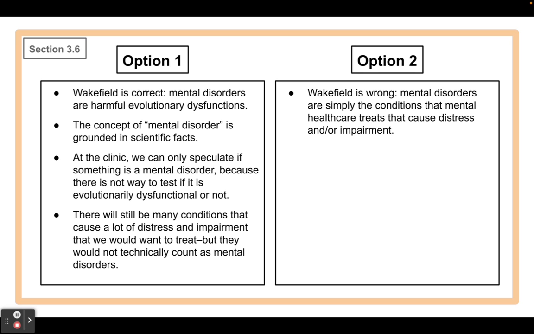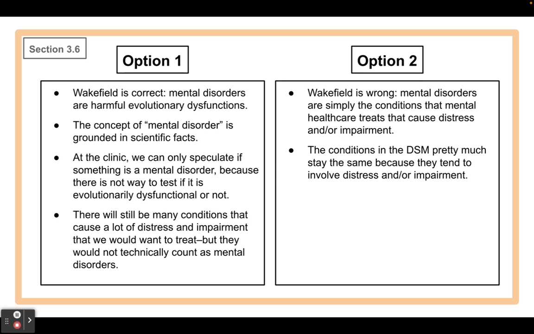Option two is that Wakefield is wrong, right? Mental disorders aren't about evolutionary dysfunctions. Mental disorders are simply the conditions that the mental health community treats that cause distress and or impairment. So what are some implications of this option? Well, one, the conditions in the DSM would pretty much stay the same. They are already conditions that tend to involve distress or impairment, right? So there wouldn't be a shakeup, right, in the same way that there would be if we accepted Wakefield.